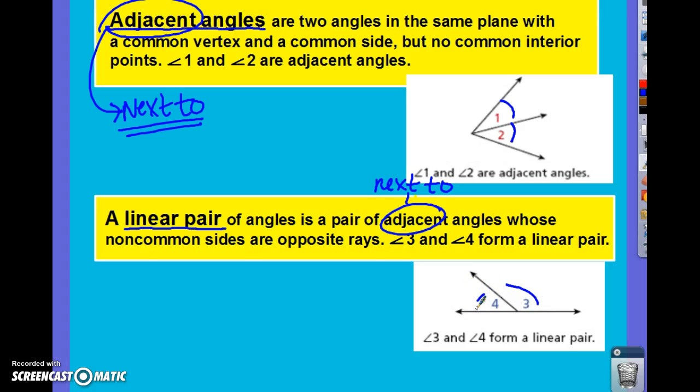This is how you need to remember this. Guys, linear. What does linear mean to us? Linear means line. So these are two angles that form a line. You've actually already seen this before when we talked about our perpendicular bisector. Guys, these are two 90-degree angles that form a line. Okay? Linear pairs form a line. That's how I want you to remember that.